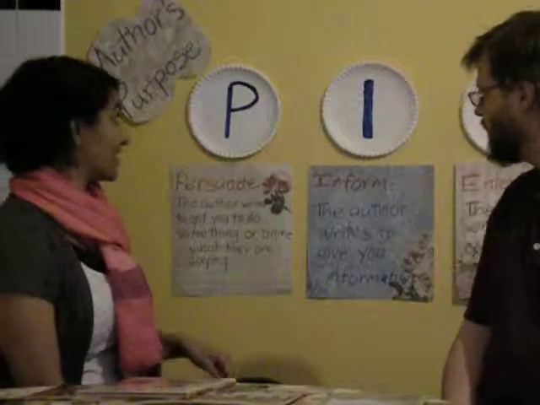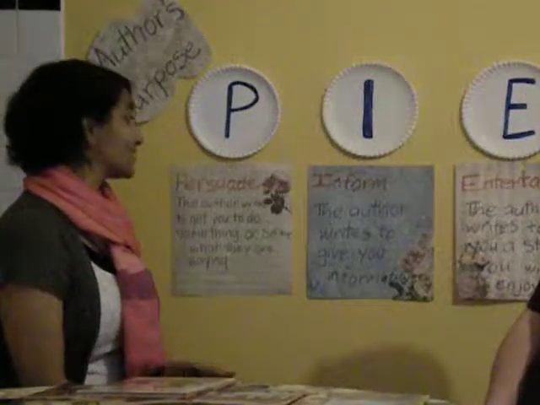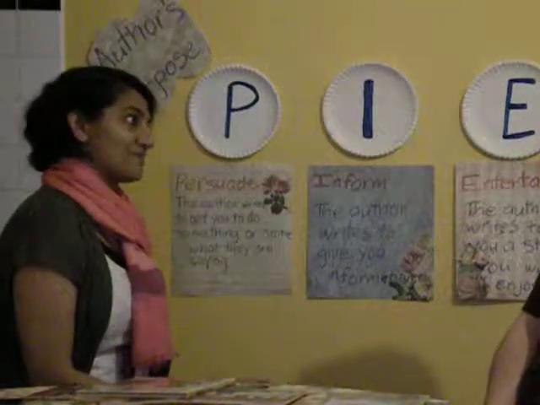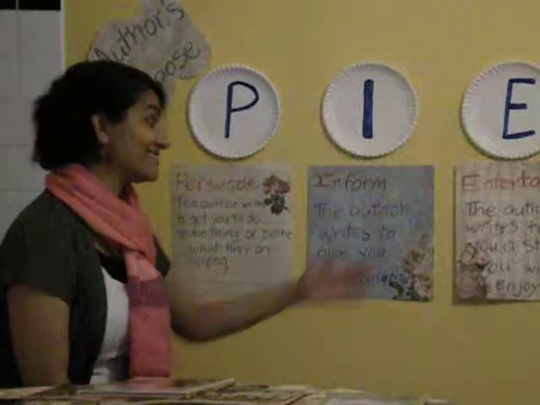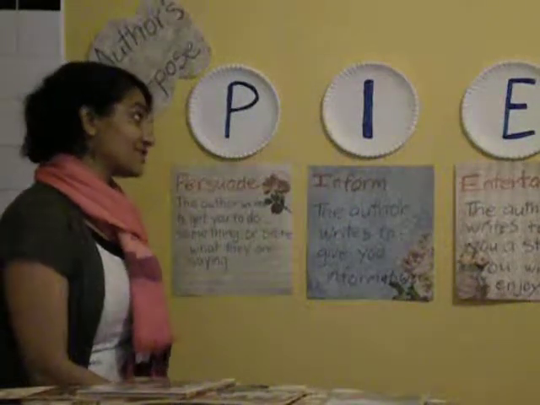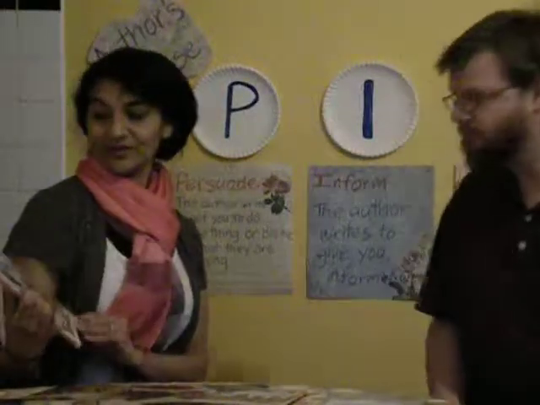And then we're going to talk about inform. The author writes to give you information about something. And then we have E, which will represent entertain. The author writes to tell you a story you will enjoy. So we're going to start off with this book, Grover Goes to School.